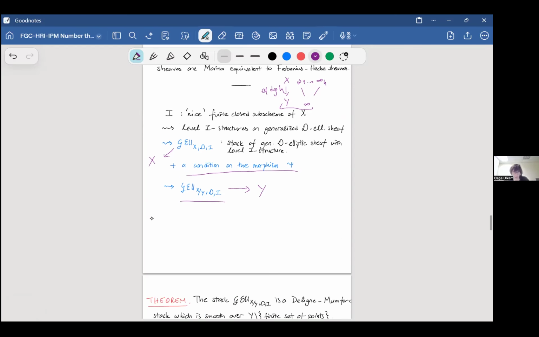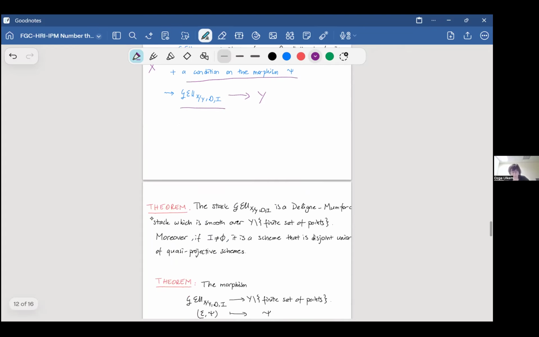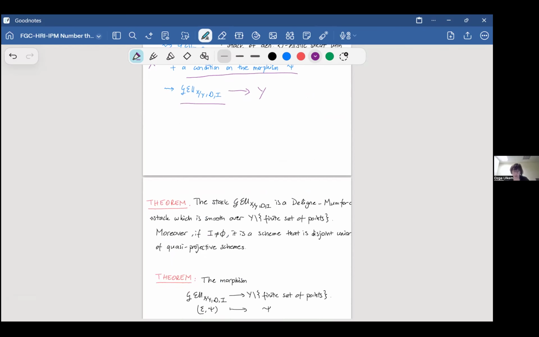And okay, then what are these? Now, the first theorem is that this stack is actually a Deligne-Mumford stack, which is smooth over Y, and we get rid of the bad points, of which there are only finitely many. And moreover, if I consider it with non-trivial level structure, then it is a scheme. So at the end, I have a moduli scheme with non-trivial level structure. Then great.